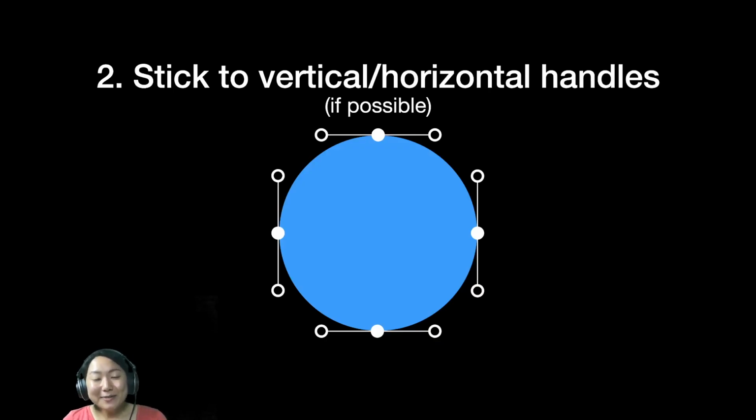Second, I recommend that you try to stick to vertical and horizontal handles if possible. This will make handling your curves a lot easier because if you have too many handles in all these different directions, it's going to be very difficult to keep a very smooth curve, which is something that you often want. So try to do that. But that being said, for some designs, you will have to break this rule. Rules are not definite, they're there as guidelines. So just keep that in mind.